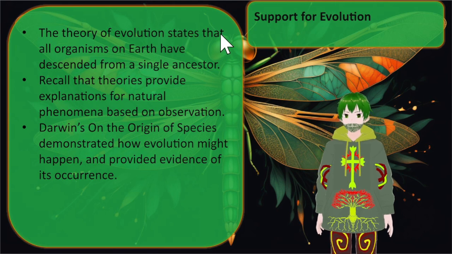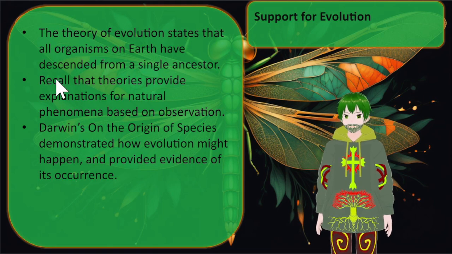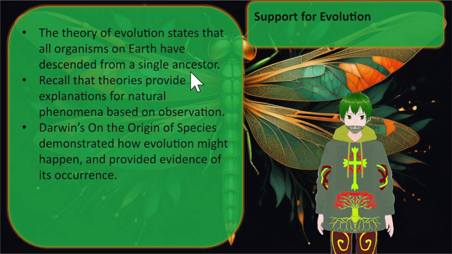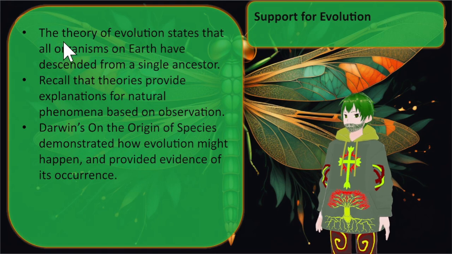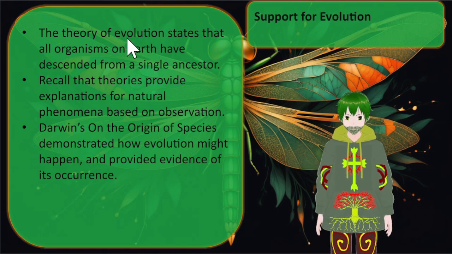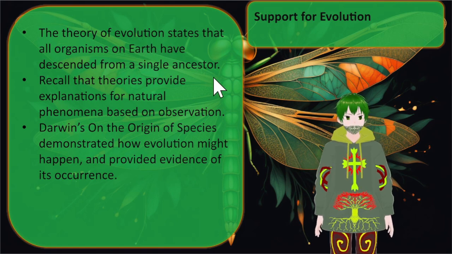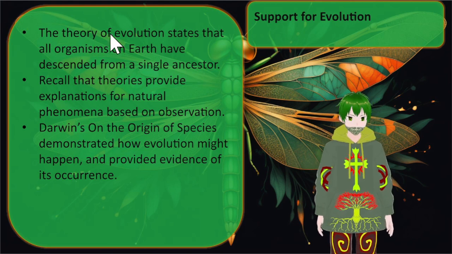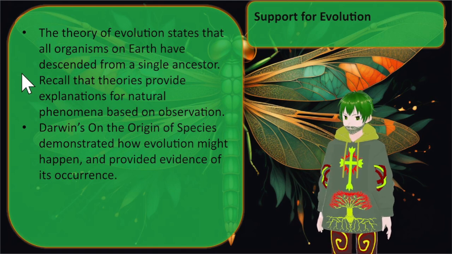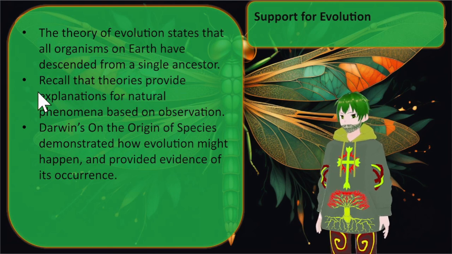Okay, so the theory of evolution states that all organisms on Earth have descended from a single ancestor. And see, when I've talked about the definition of the word evolution, this is oftentimes what people are referring to, the theory of evolution, when they say just evolution. And this includes the origin of all life on Earth, as opposed to a more narrow interpretation, which would be just change over time.